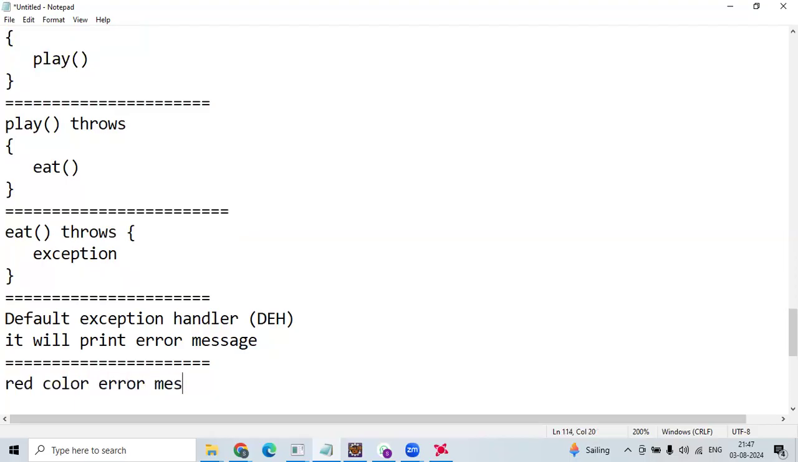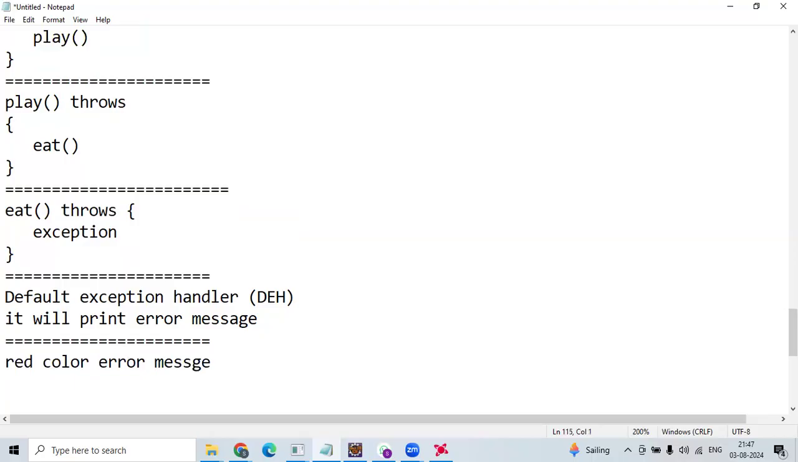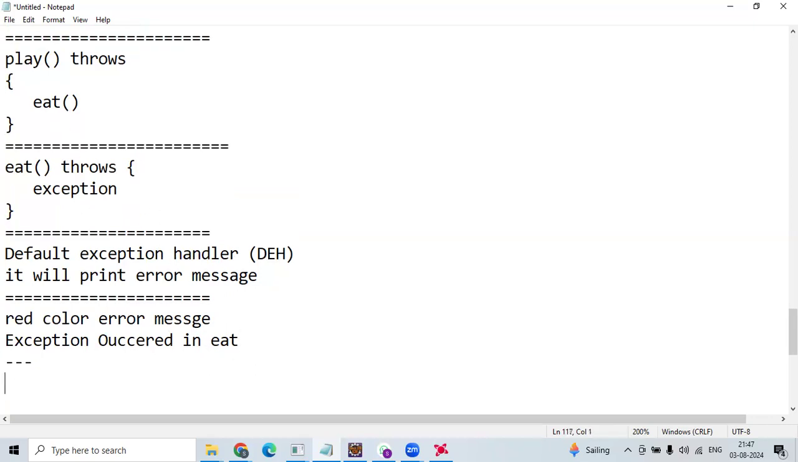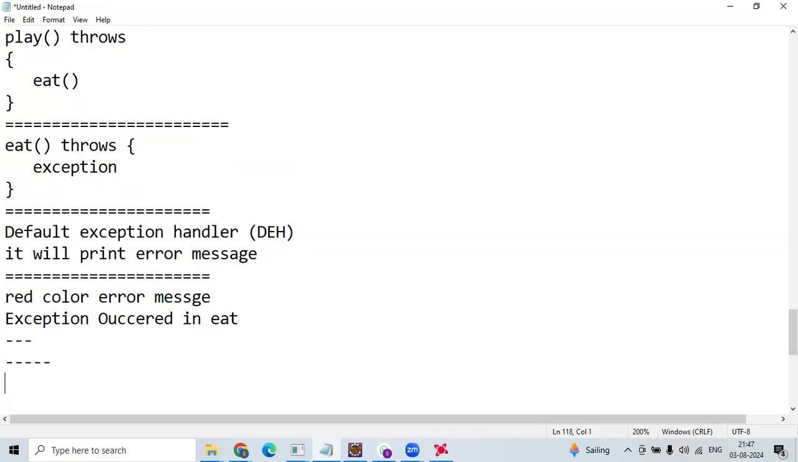Am I correct? Yes. So what will it print? Exception occurred in eat, followed by exception occurred at play, something like this. So it will mention the stack trace. Eat is where it first started, then it is delegated to play, and play delegated to main. All the stack trace it will print, in red color. So the error message will be printed by the default exception handler. Is that clear?